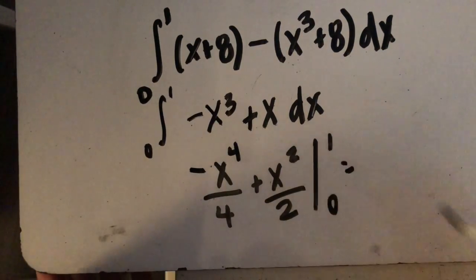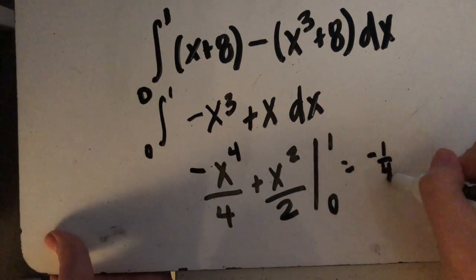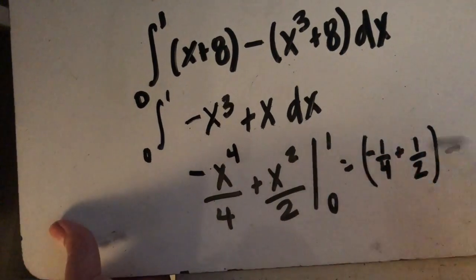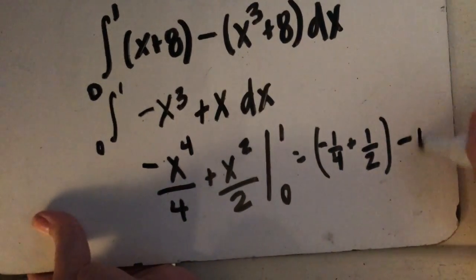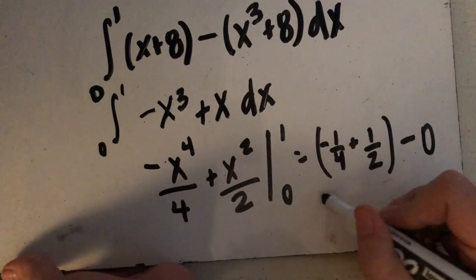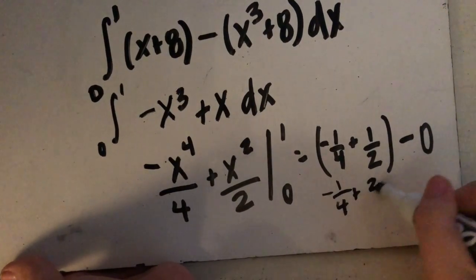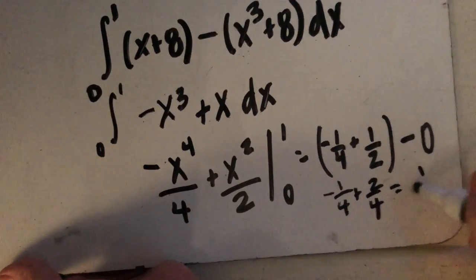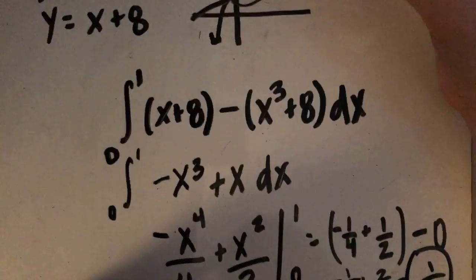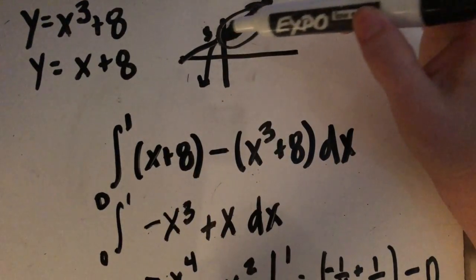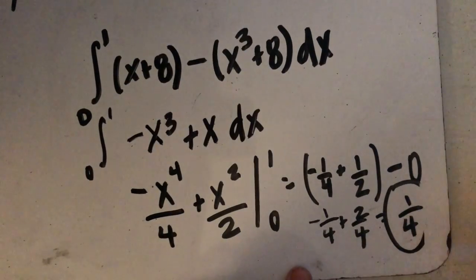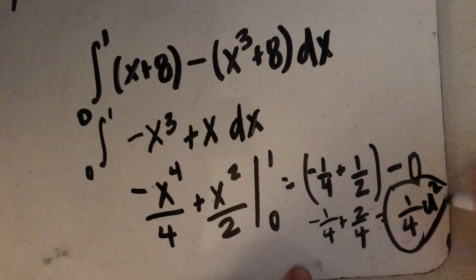I'm going to plug in 1. It's going to get negative 1/4 plus 1/2 minus plug in 0, and this works out really nicely for us because both of those terms are going to become 0. So I just have this to deal with. Negative 1/4 plus 2/4, getting a common denominator. So my answer is 1/4. There you go. So that means that this area between my curves up here, this shaded region, must be 1/4 units squared. We found area, so units squared.